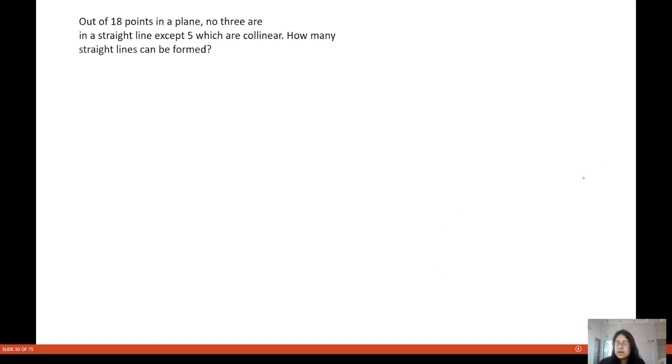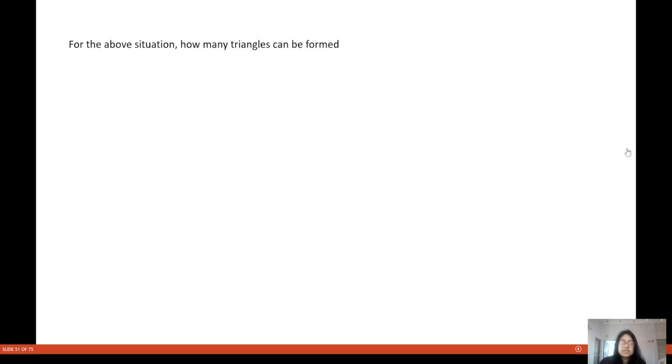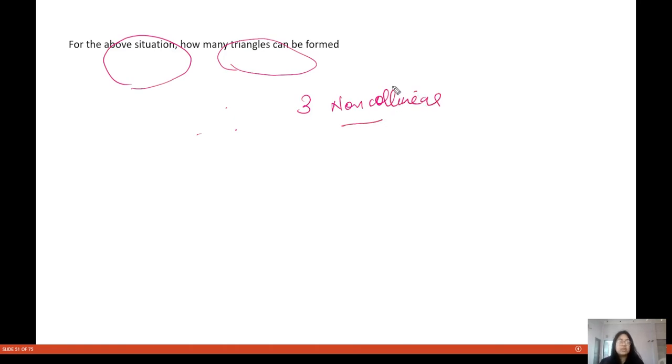So now let us move on to the next question. Now they are asking, for the above situation, how many triangles can be formed. Now you know triangles can be formed out of 3 non-collinear points. Okay, triangles can be formed only out of 3 non-collinear points. So we have 1, 2 and 3 points that are not collinear, so we can form a triangle.